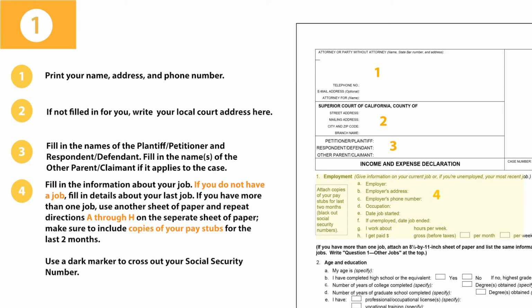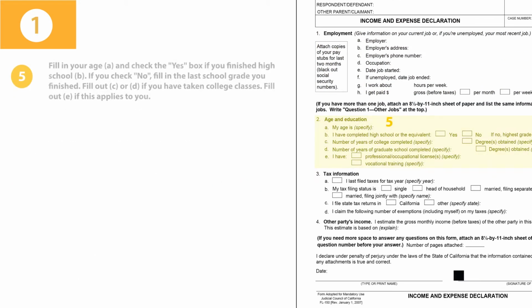If you have more than one job, use another sheet of paper and repeat directions A through H on a separate sheet of paper. Make sure to include copies of your pay stub for the last 2 months. Use a dark marker to cross out your Social Security number. Fill in your age and check the yes box if you finished high school. If you check no, fill in the last school grade you finished.